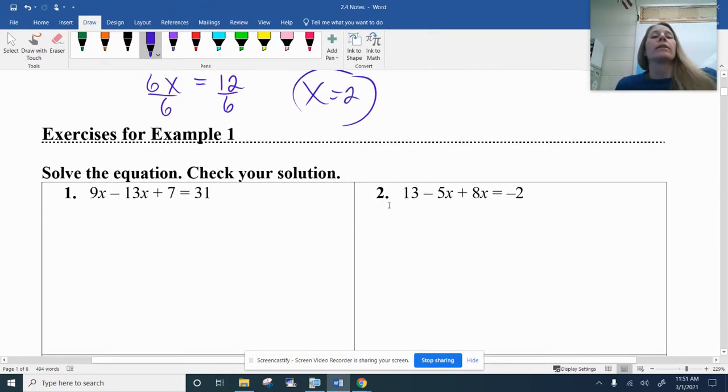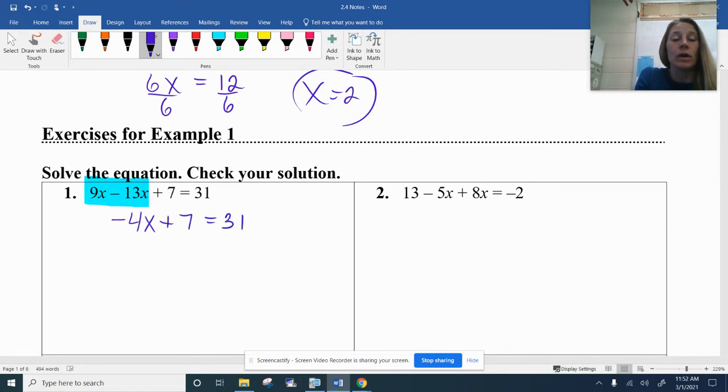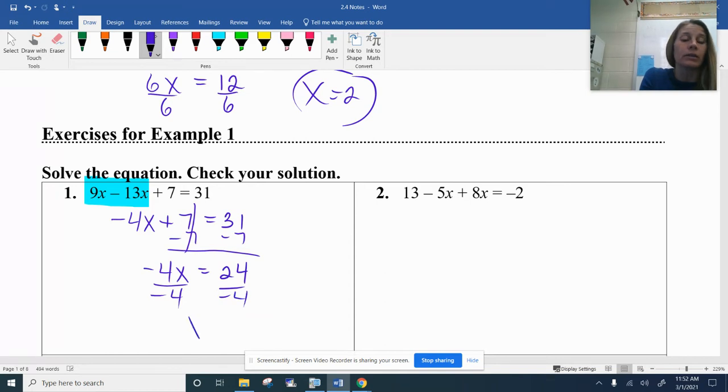So here are a few more practice examples that we can do. To solve this first equation, we have two like terms, once again, on the same side of the equal sign, 9 minus 13, which is negative 4x. We have plus 7 equals 31. Subtracting 7 on either side will leave me with 24. Then we divide by that negative 4 to continue getting the x alone. Negative 6 is our answer.